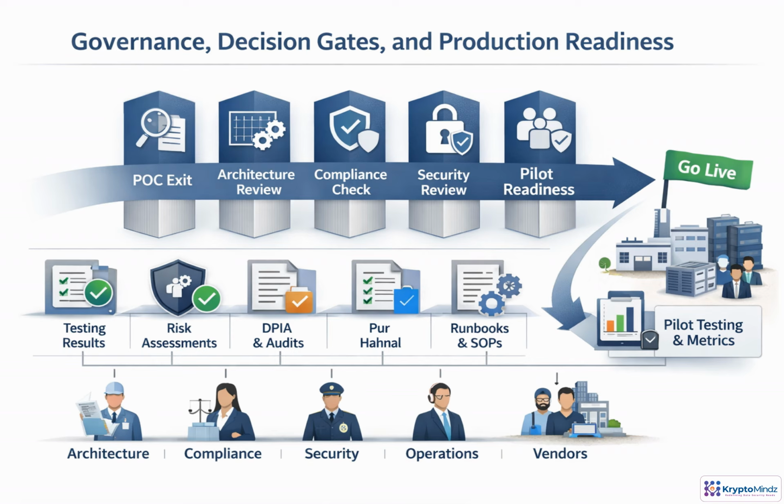Production readiness becomes a series of go or no-go decisions, not a single approval. Each gate asks, are the risks understood, owned, and backed by evidence? Architecture owns the design, compliance owns DPIAs and audits, security owns the threat model, operations owns runbooks and support, and vendors own SLAs and performance data. Pilot metrics then validate the real-world impact. Only when all owners meet their criteria do you move to go live.